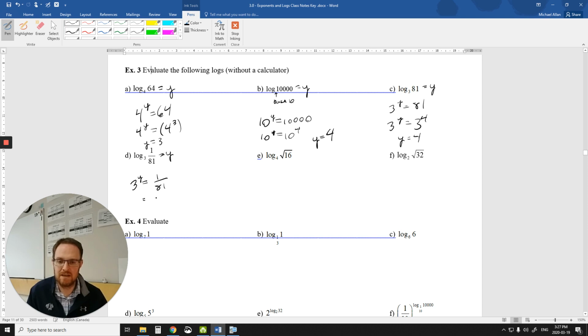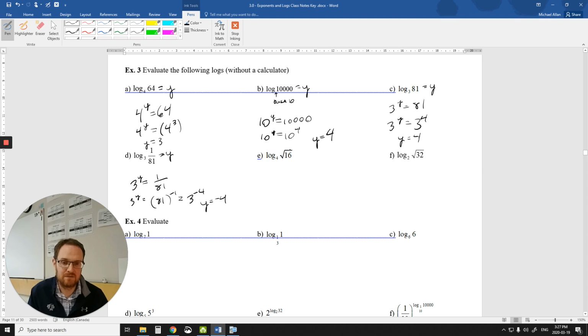If I change the base, I can change this to be a negative exponent, and then change the 81 like we did over here. Change the 81 to 3 to the power of 4. So this could be 3 to the power of negative 4. That means y is equal to negative 4.